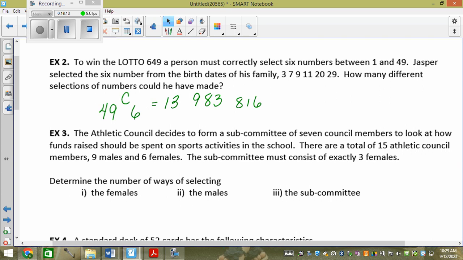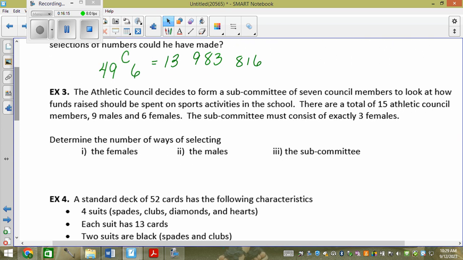Okay. Here we have the athletic council decides to form a subcommittee of 7 council members. So they're forming a subcommittee of 7 council members. I have to have 7 people to look at how funds are raised, and they should be spent on sports activities in the school. There are 15 athletic council members, 9 males, 6 females, so 15 total.